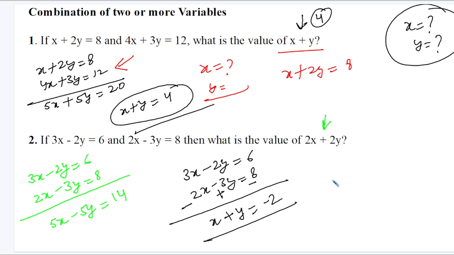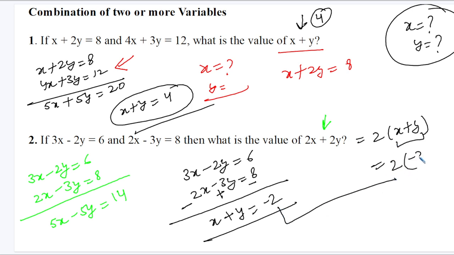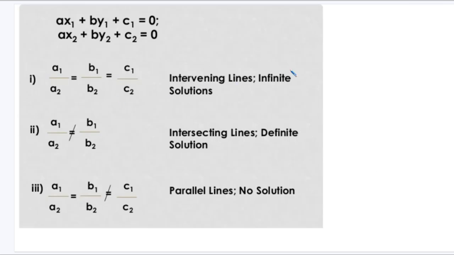But I'm looking for the value of 2x plus 2y. 2x plus 2y is actually the same as 2 times x plus y. So if I know the value of x plus y, I can simply multiply that by 2. This is negative 2, so the answer for the required expression is negative 4. Once again, we can find the answer by finding the values of x and y and then substituting. But remember, always look for the addition or subtraction method first before you actually jump to the normal way of solving for x and y. This works in the majority of the problems. Okay, going to the next concept.